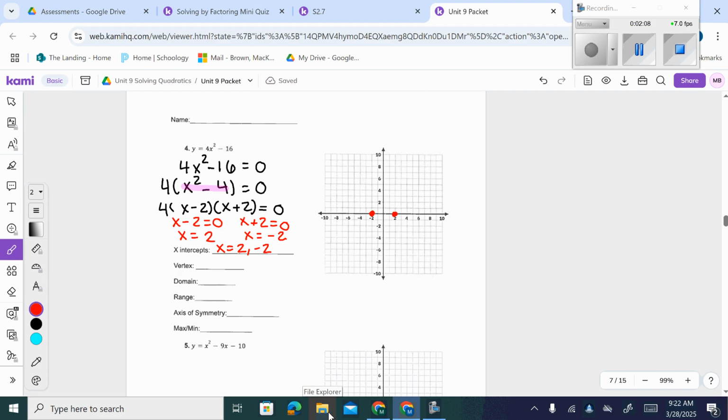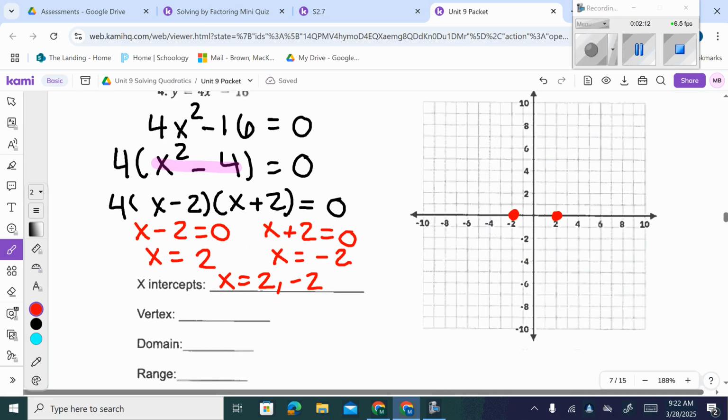All right, now I need to find my vertex. Where is your vertex going to be? In the middle, yes. How do I find the middle between these two numbers? I do need to divide, but before I divide, I have to add them together, not subtract. Then divide by 2. So 2 plus -2 divided by 2 is 0.